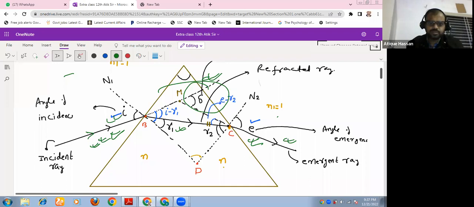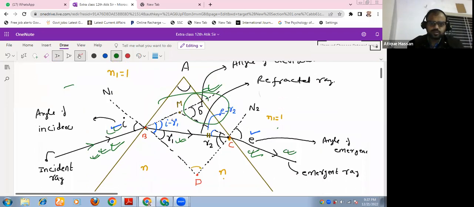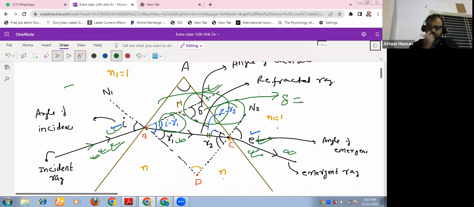Now, what we have found is I minus R1, and then we found E minus R2. Call this angle E. So we know that delta is the exterior angle of a triangle, and the exterior angle of a triangle is equal to the sum of the opposite interior angles. So from here we can write delta will be equal to I minus R1 plus E minus R2. This is from the geometry of the figure.